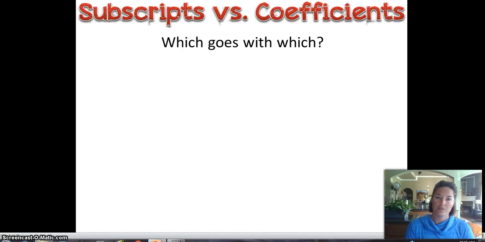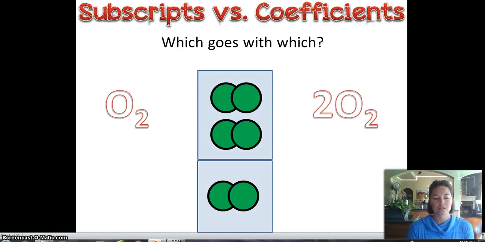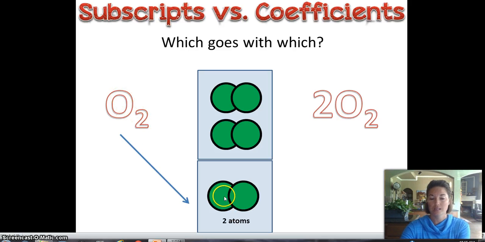So, making sure you understand the difference between a subscript and a coefficient, let's take a look at this illustration. I want you to match the top picture or the bottom picture. Does it go with the O2 over here, or does it go with the 2O2 over here? Well, the O2 with the subscript 2 is this one, because that's telling me that there are 2 atoms of oxygen. This one matches this picture because there's the coefficient here, which is telling me I now have 2 molecules of O2. So 1, 2, 3, 4 oxygens versus 1, 2 oxygens.